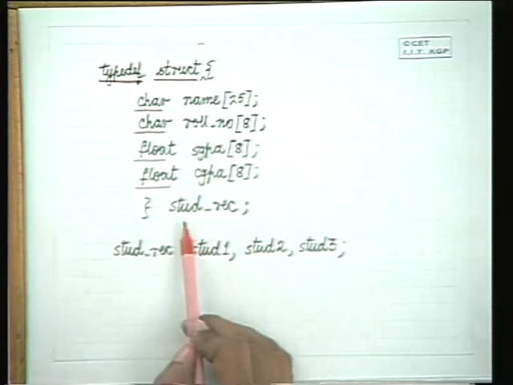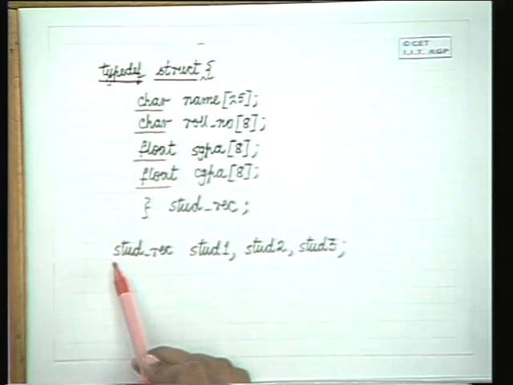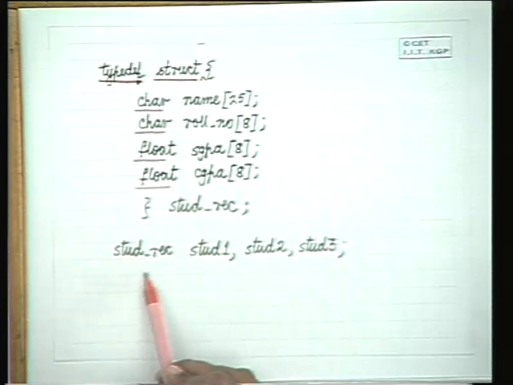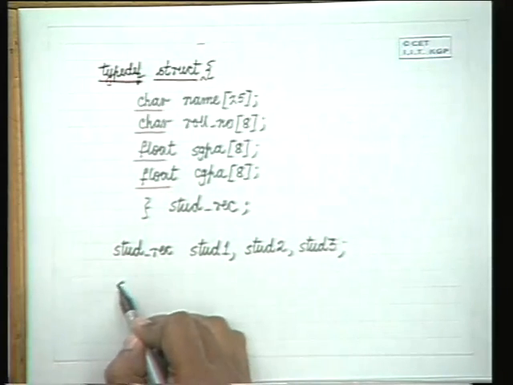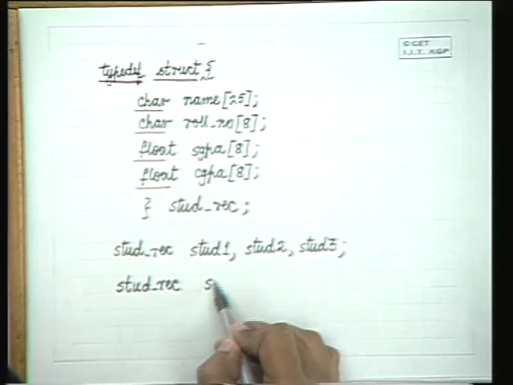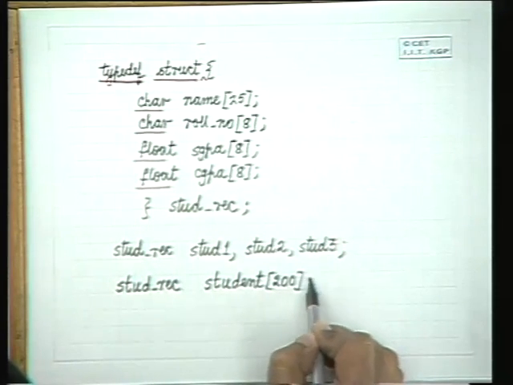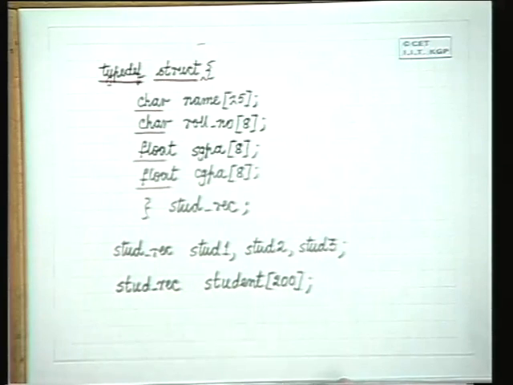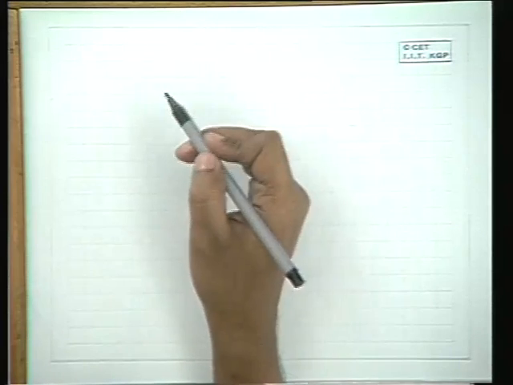The name of this type is given at the end here, and then you don't have to write struct, you have to just write studrec, like you write int, char, etc. You have to just write the type and then declare your variables. You could also define something more, you could use structural definitions to define other structures. Inside a structure you can have a structure.